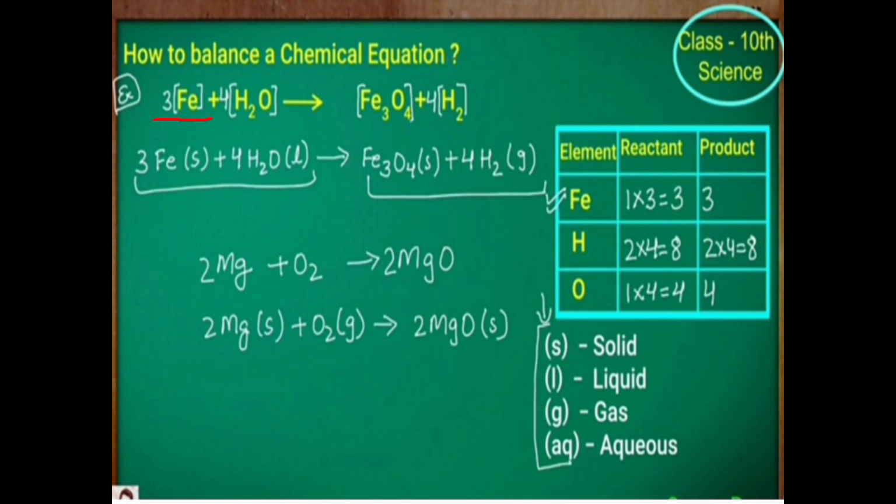So we get 3Fe. Now we will also mention its physical state along with it. 3Fe solid state plus 4H2O, which is a liquid, gives Fe3O4, which is a solid, plus 4H2, which is a gas. So iron plus water gives ferric oxide plus hydrogen gas is released. Understood? I hope now you have understood how to balance a chemical equation.